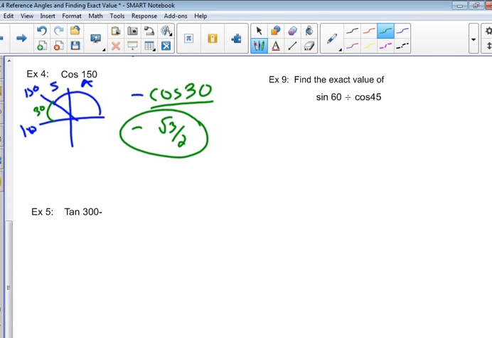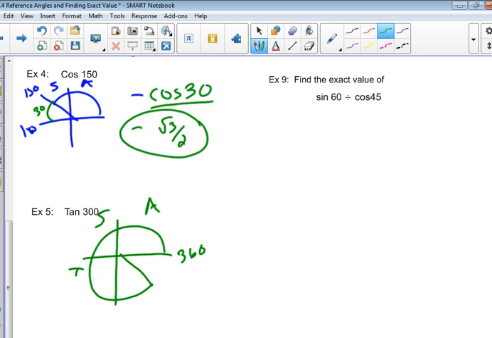That's good. And then your tangent, a little bit trickier. Here's your 360. Our 300 would be around here. And hey, Carly, would it be positive or negative from a tangent? Negative. Okay. Alright, so here's your 300, and what's your reference angle?